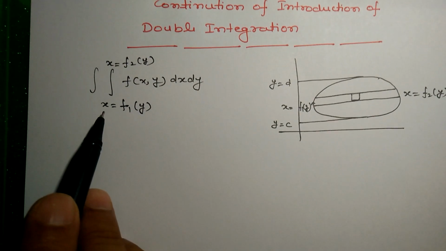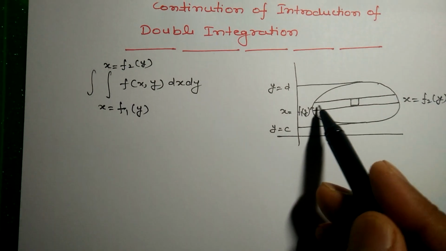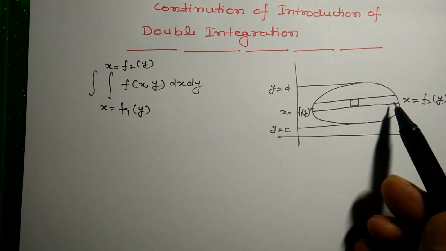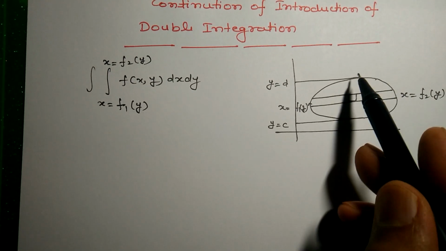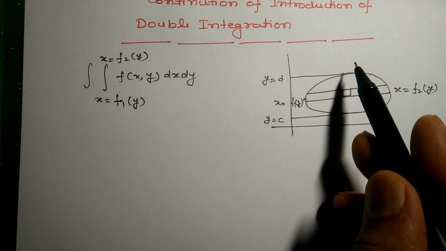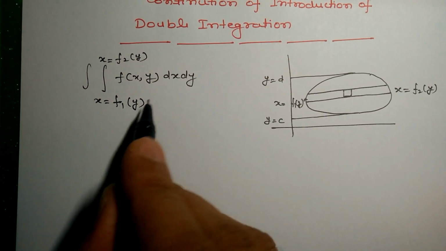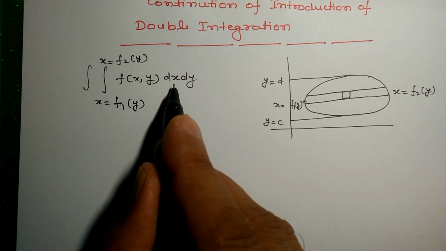My first integration will be on the strip. When I'm doing the integration on the strip, there will be variation only along the x-axis. There's no variation along the y-axis. So I have to treat y as a constant quantity. So I'll be doing my first integration on this strip with x.